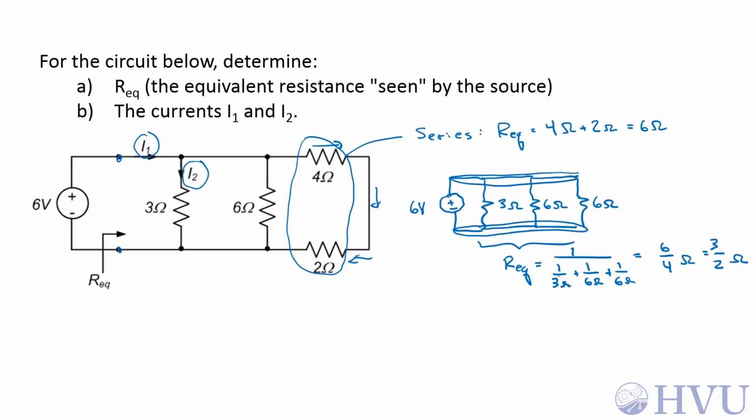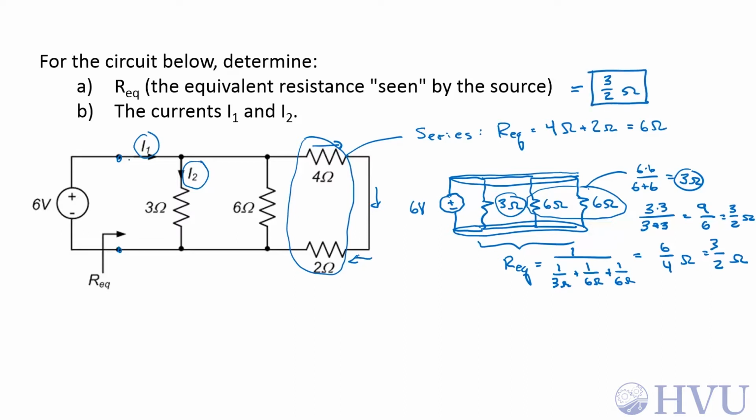Now I could also combine these two at a time. I could take these two, say that equivalent resistance is 6 times 6, the product of the two, over 6 plus 6, which is going to be 3 ohms. And then the combination of this 3 ohm resistor and this 3 ohm resistor is going to be 3 times 3 over 3 plus 3, which is 9 over 6, which is also 3 over 2 ohms. Either way, I get the same answer. So Req is 3 over 2 ohms.